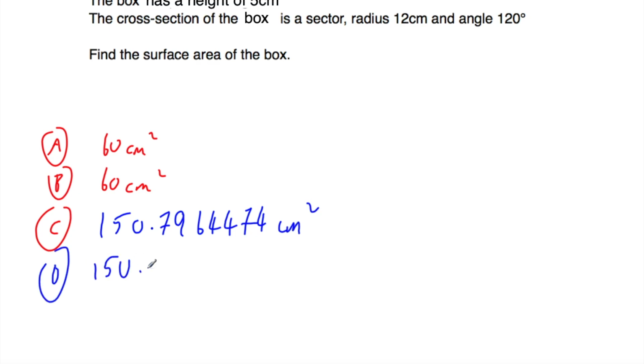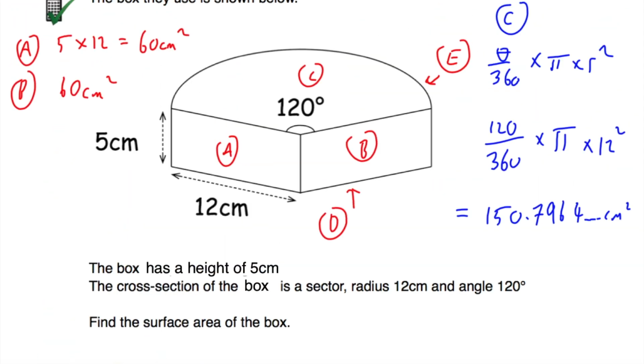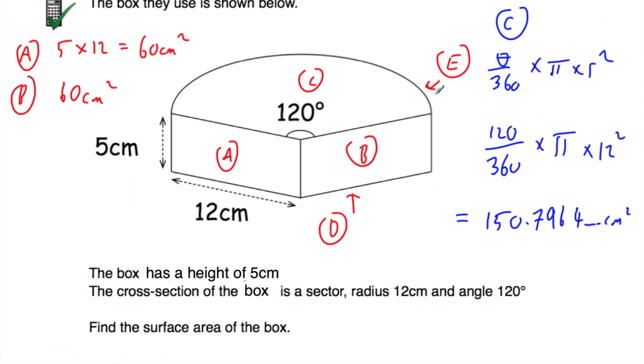So D has the same area because obviously that would be the base of the box. Okay, so that's the area of 5 faces. We've just got one left, which is E. So E is that curved face going around the back of the box.